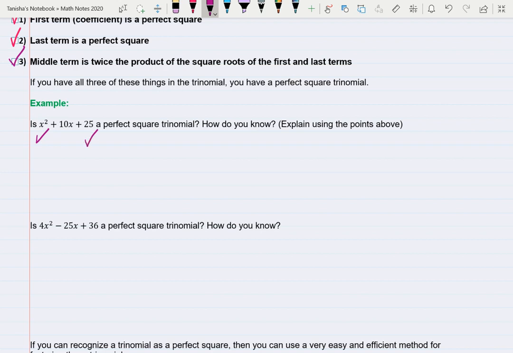And then the middle term, is it twice the product of the square roots of our first and last term? Well, the square root of x squared is just x, and the square root of 25 is 5. So twice the product of x times 5 is equal to 10x. Yep. So this is a perfect square.